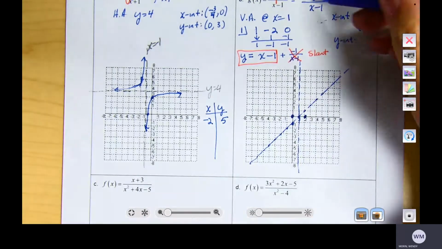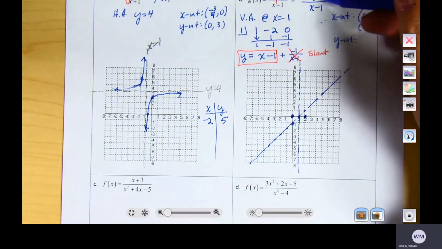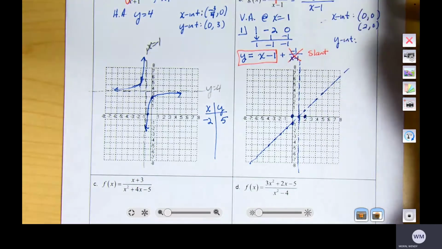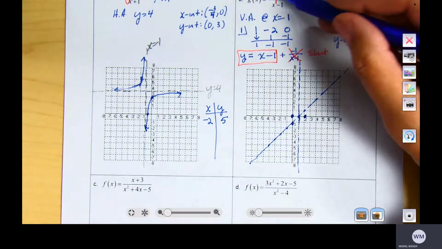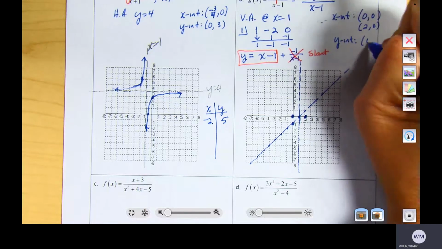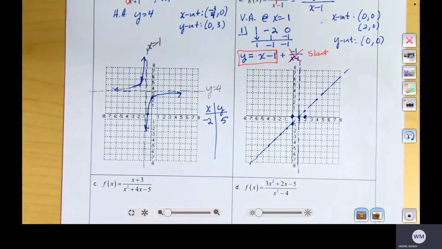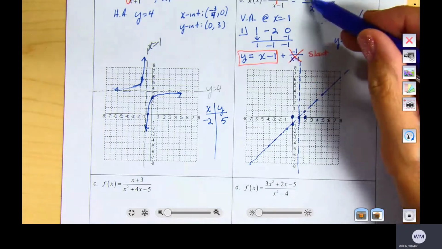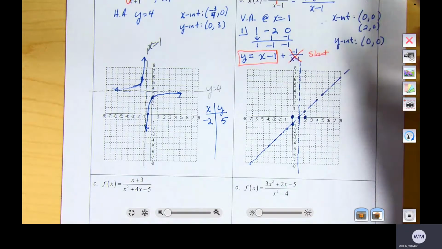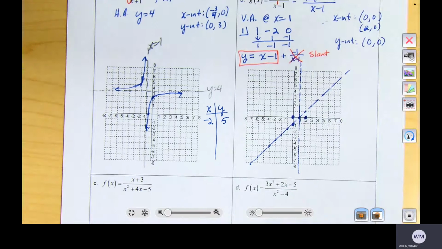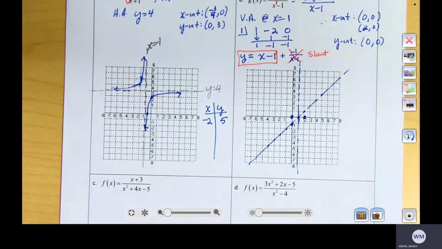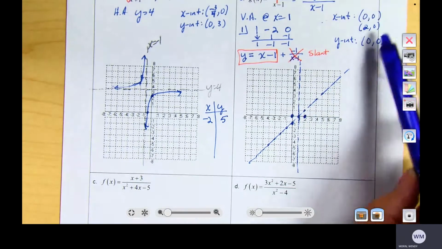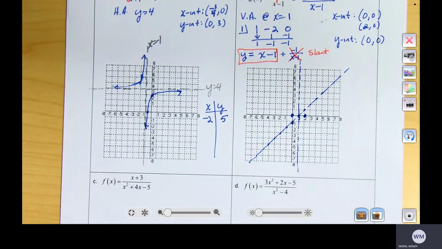Plug 0 into here or into here. Doesn't really matter. When you plug 0 in for x, you get 0 for y. Okay? So again, x-intercepts come from the factors of the numerator. You remember that from Algebra 1. Okay, so obviously 0, 0, 0, 0. Okay, so that's all we know.